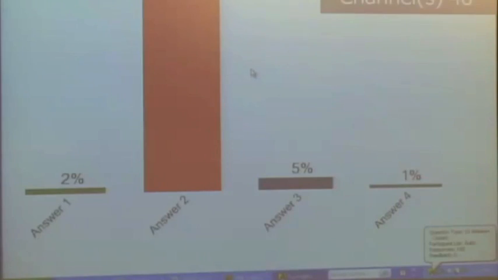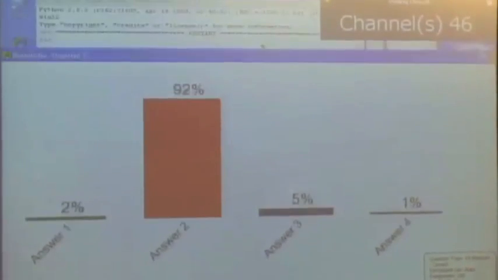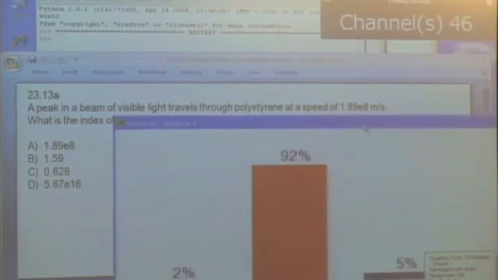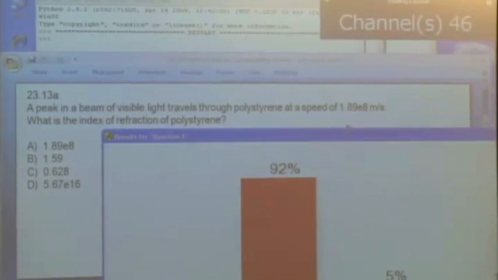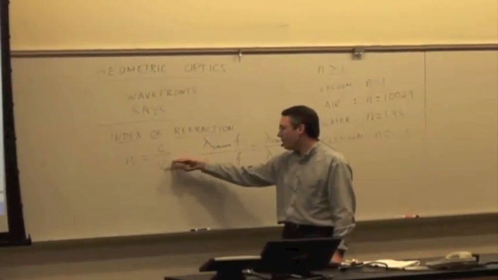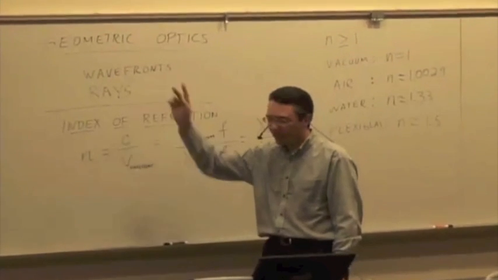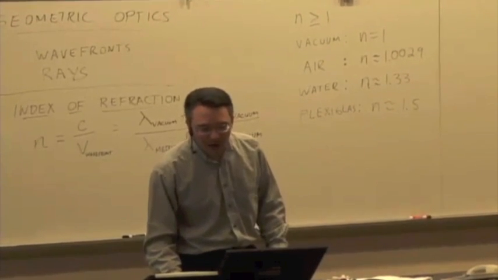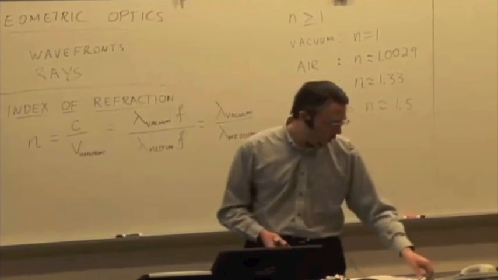It should be, and still we get some people who don't quite get it right. 1.59. Okay, but these are probably the people who are asleep and just clicking something to keep going, but that's okay. 92% of us say that it's 1.59, which is correct. We just take the speed of light, divide by the speed in polystyrene. You can find the ratio. It's about 1.6. Okay. All right. So all well and good.